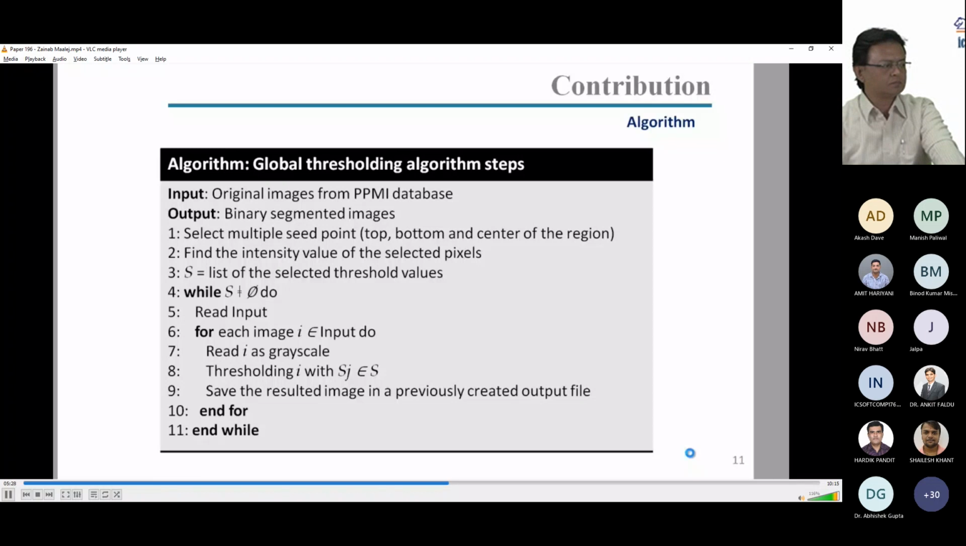Therefore, in order to get high accuracy in the segmentation process, the threshold value must belong to this range. Thus, we have chosen to test 3 different threshold values between this range, which are 140, 150, and 160. After that, for each input, we read the image as grayscale, threshold it using the threshold values selected, and save the resulting image in the output files.